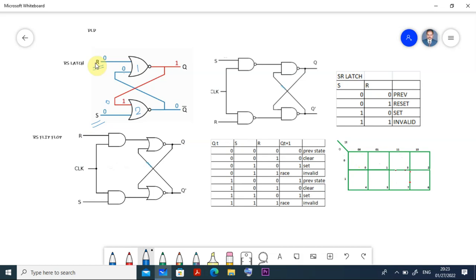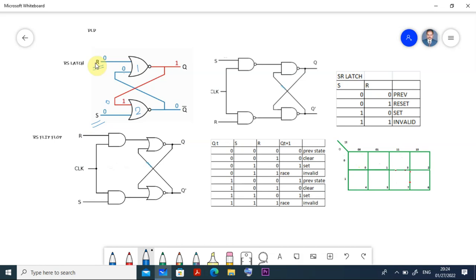You got it now? When these are clocked, you can see below that it is the RS flip-flop. Here I am putting a clock. What do you mean by the clock? I am giving some clock pulse here, 0 to 1 and 1 to 0, like that.